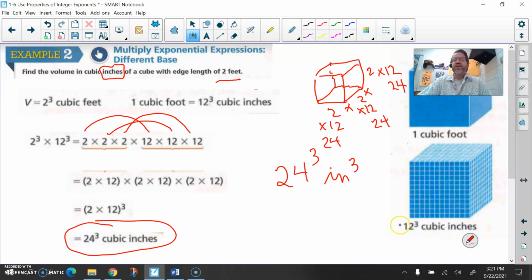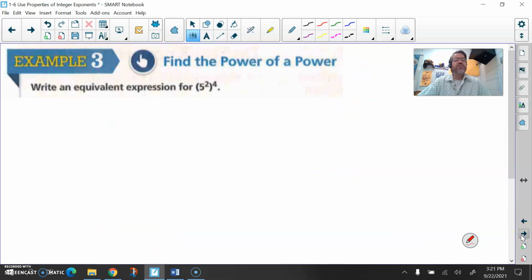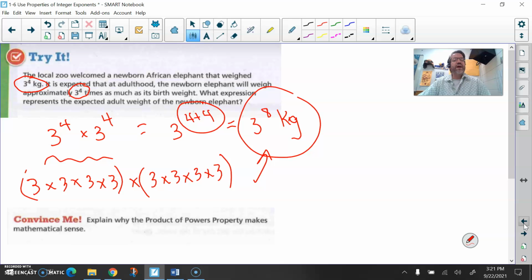Honestly, that's kind of a tricky example for the level we're at right now. Sometimes the book has some examples in it that I think are a little bit more complicated than we need to be right now. Okay, but the main thing that you need to understand is right back here. When you are multiplying and your bases are the same, like both of these are 3's, you can just add your exponents. 4 plus 4 is 8.